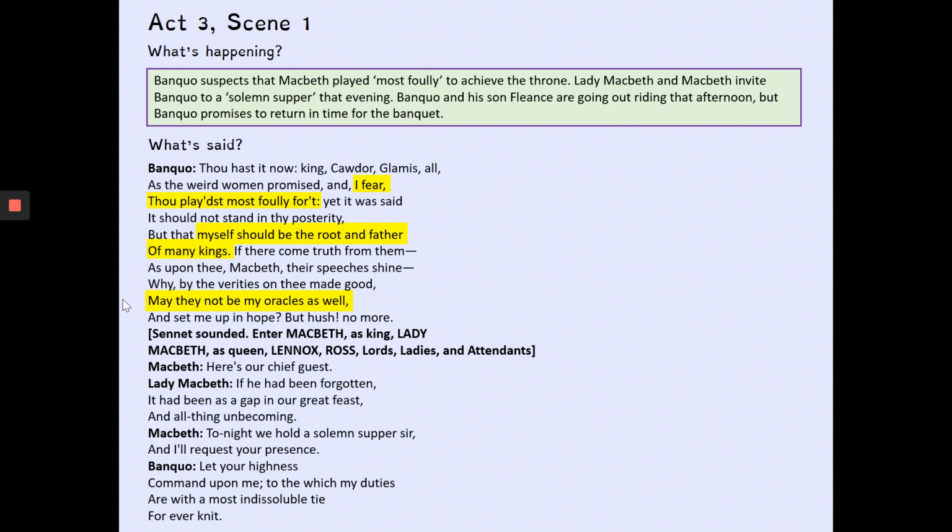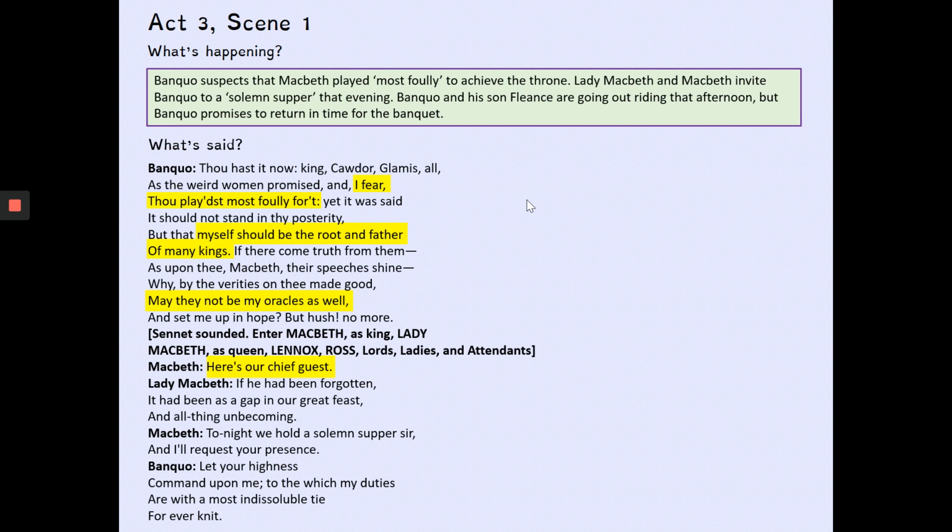He says, may they not be my oracles as well? So there's potential that he's still not jealous, but he's still hopeful that the prophecy that was made to him might come true. And an oracle is someone who can kind of predict the future. So he's hoping that they can be his too, and not just Macbeth's. Because I think he's acknowledging at this stage that it would be good for him, but it would also be good for Scotland if the witches' prophecies come true for him and for Fleance. And it's going to be terrible for Scotland that Macbeth has become king, having become Cawdor and Glamis and everything else.